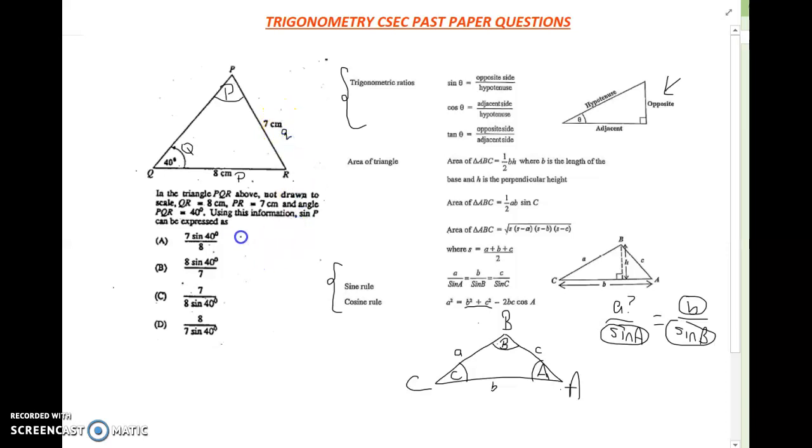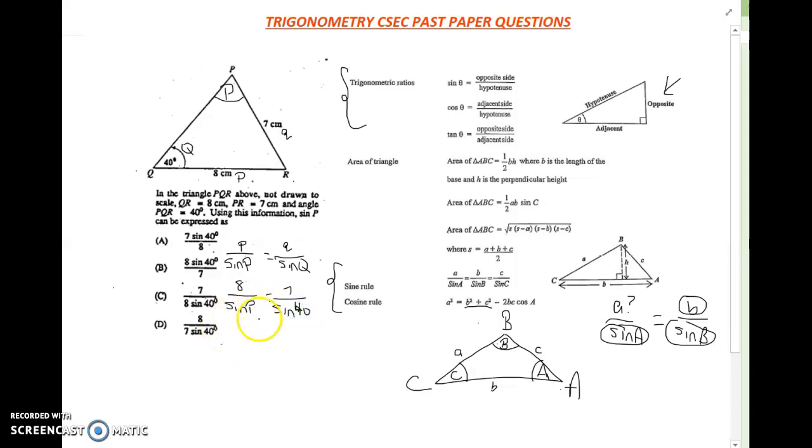So let's formulate our sine rule. So we have little p over sine angle P is equal to little q over sine angle Q. Let's substitute our values now. So our little p is the length 8, and we want to find sine P, right? Our little q is 7, and sine Q will be sine of the given angle we have there, 40, right?